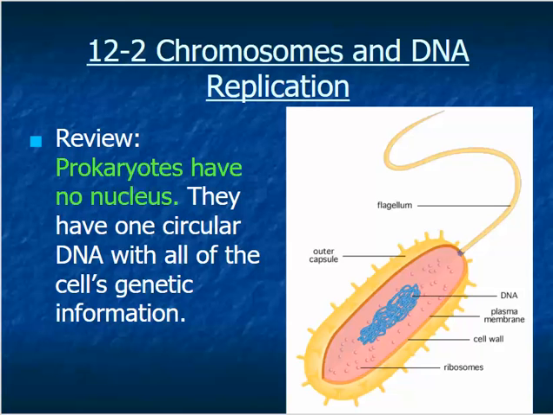The next section in our chapter is on chromosomes and DNA replication. We went over two main types of cells, prokaryotes or eukaryotes. Prokaryotes have no nucleus. They are more simple. They have one circular DNA strand. It's very easy to copy.